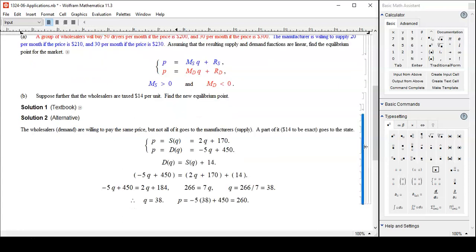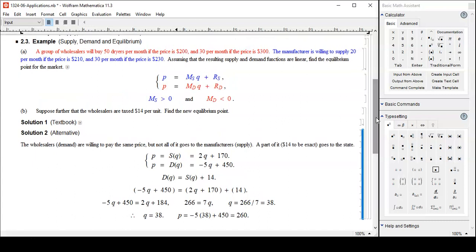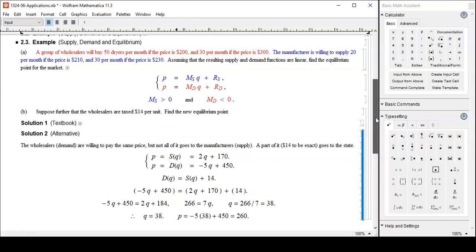So let me try something alternative. So tax is being put into the wholesalers, okay, the demand. Okay, this is a very typical case, as a matter of fact. Let's consider not just dryers, but something that's really hot these days in international trade. For example, computer chips.